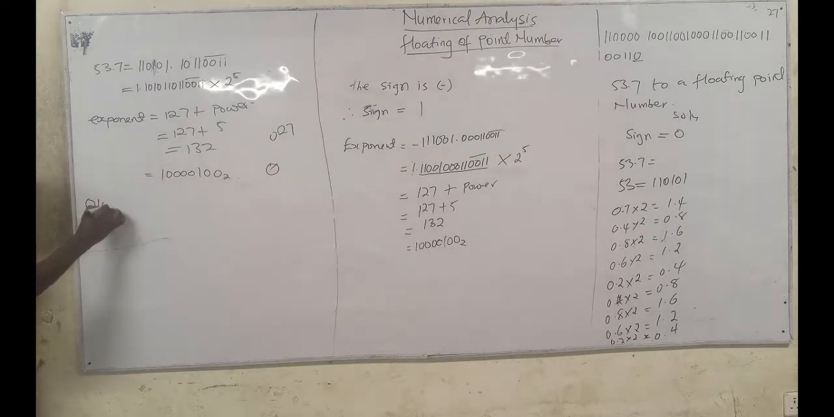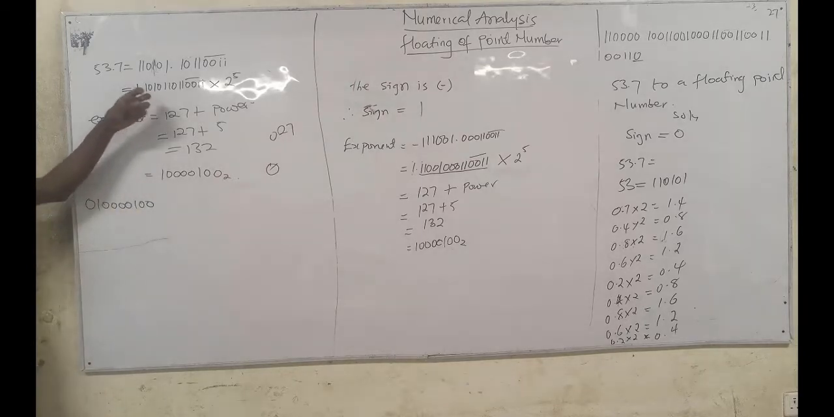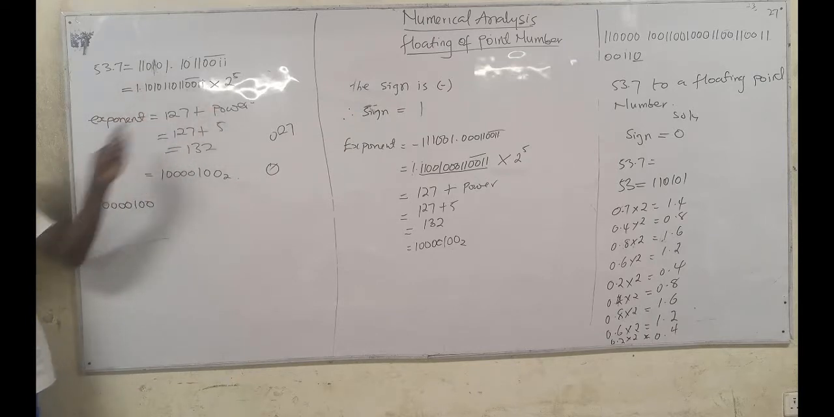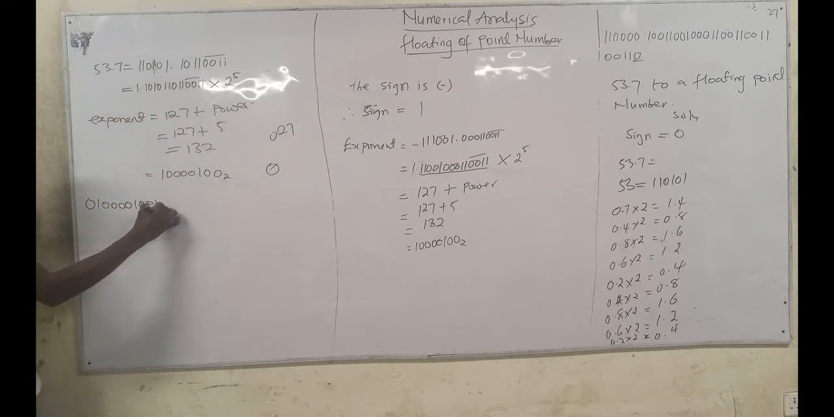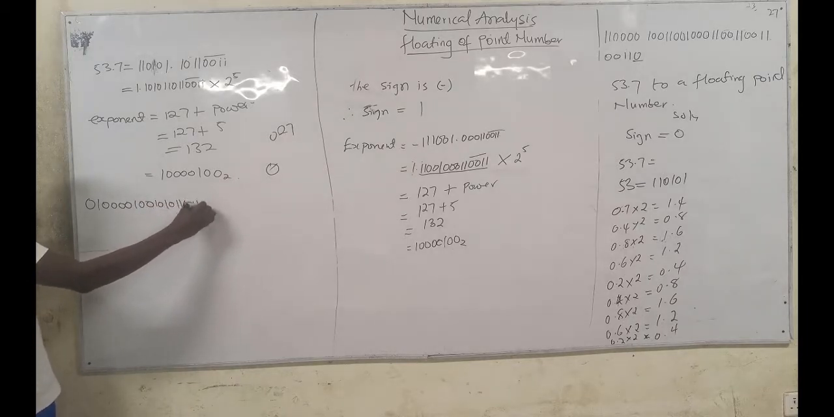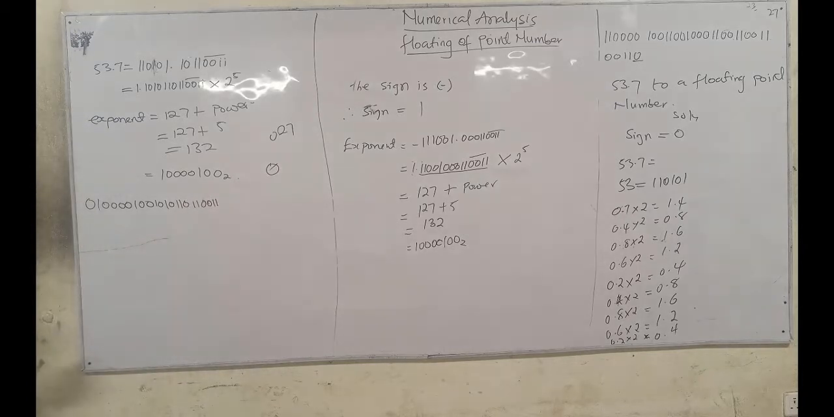So 1 0 0 0 0 1 0 0. Is that okay? Then we come back to after the decimal point. What are the numbers here? 1. That's the mantissa. 1 0 1 0 1 1 0 1 1 0 0 1 1. These are repeated. 0 0 1 1 is repeating.